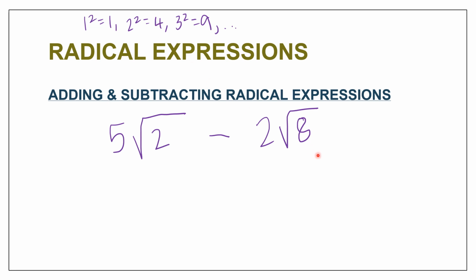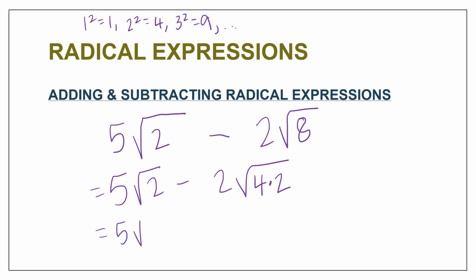4, is 4 a factor of 8? Yes, it is. You can write 8 as 4 times 2. So this first piece is just going to drop down, and 8 becomes 4 times 2. Then this becomes 2 times the square root of 4 times the square root of 2. The square root of 4 is 2, so I'm going to erase that, and that becomes times 2.